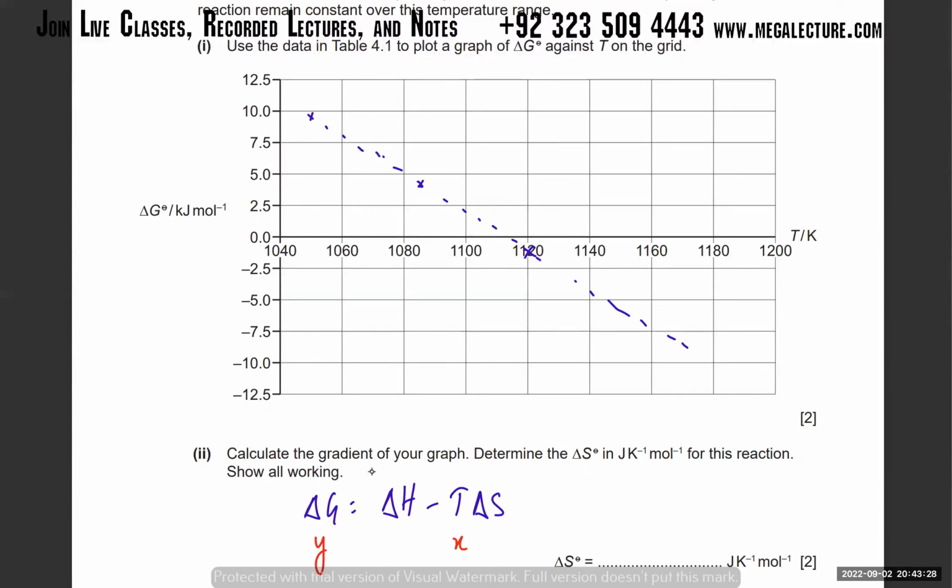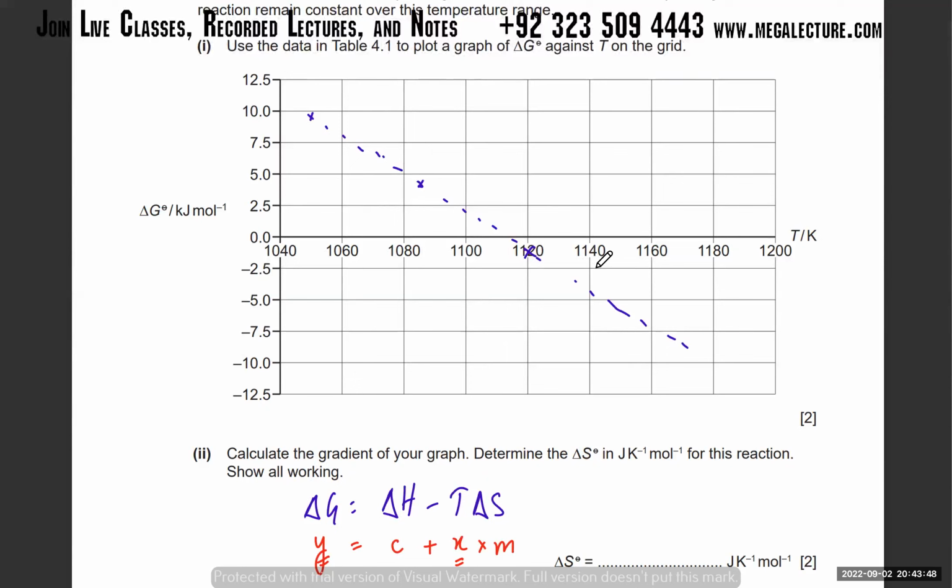So, what do you think delta S is? Isn't this equation y is equal to mx plus c? Yes, sir. Because you've got two variables, y and x, and you're plotting these two things. So m is the gradient, and the gradient is delta S. So you can calculate the gradient, whatever that comes out to be.